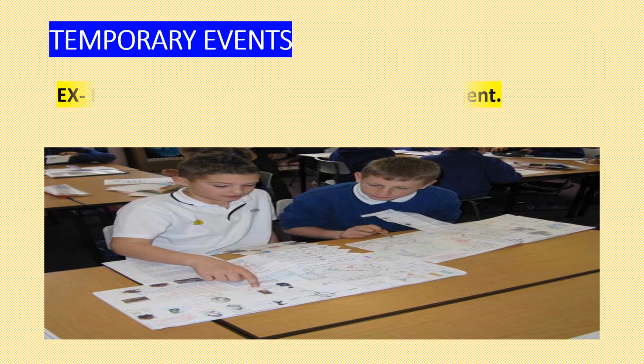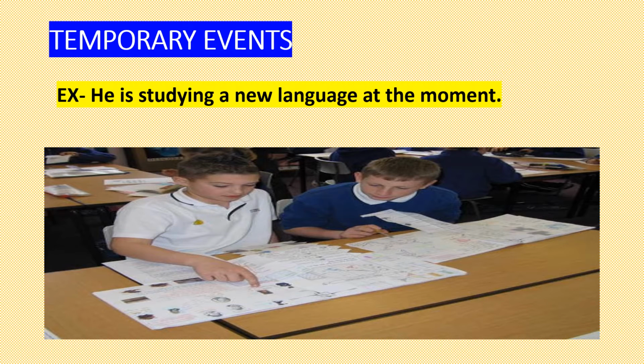Second, it is used for temporary events. For longer actions that may be taking place for a temporary period only, you can use the present continuous tense to describe them. It can be used for any temporary situation, no matter how long or short it is. For example, he is studying a new language at the moment.